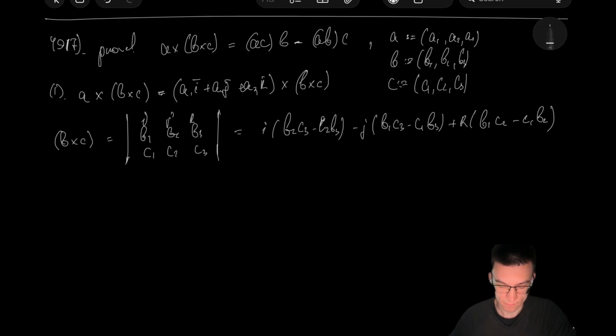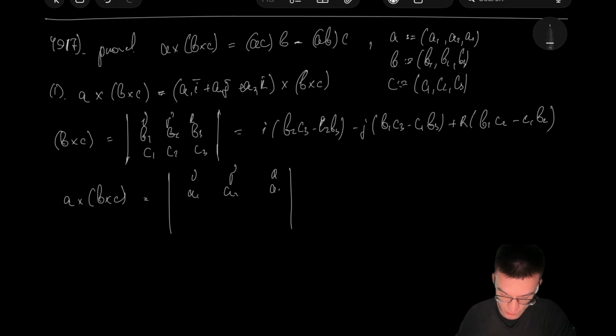That looks pretty straightforward. Now, what we need to do is to find the cross product between A and this result of the product of B and C. That would be another determinant, which is i, j, k, A1, A2, A3, and B2, C3 minus C2, B3, then, since there is a minus, C1, B3 minus B1, C3, and B1, C2 minus C1, B2, which we can simplify.